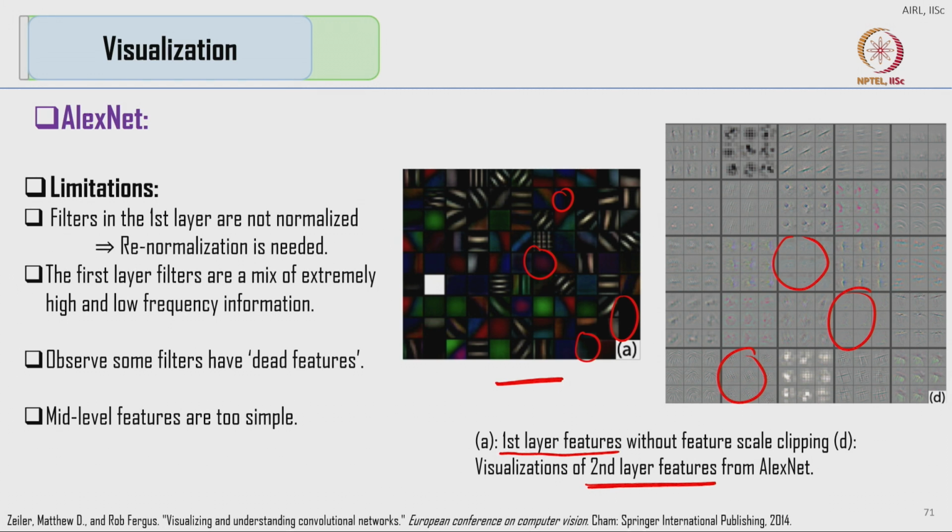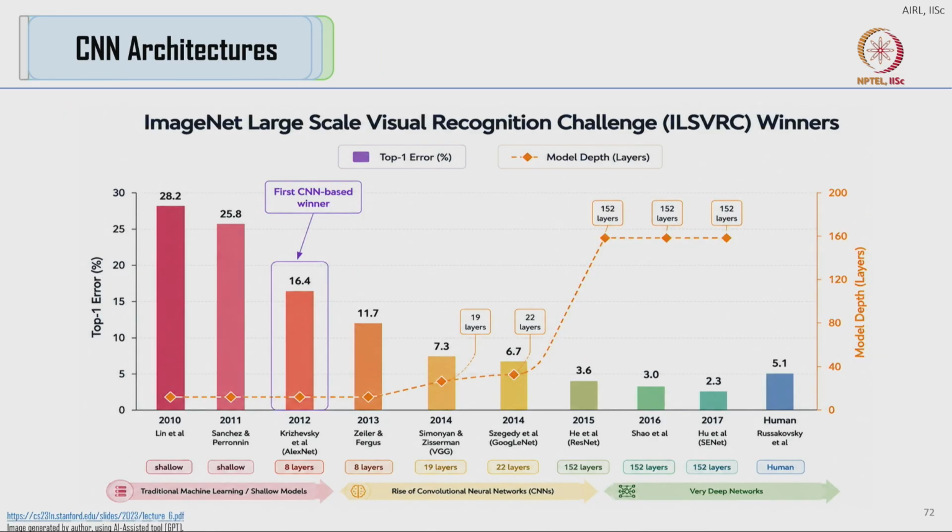Based on this particular observation, ZFNet, which is something that we discussed in the last lecture, used its visualization techniques, improved the hyperparameters of AlexNet, and got a better error. It reduced the error from 16.4 to 11.7.